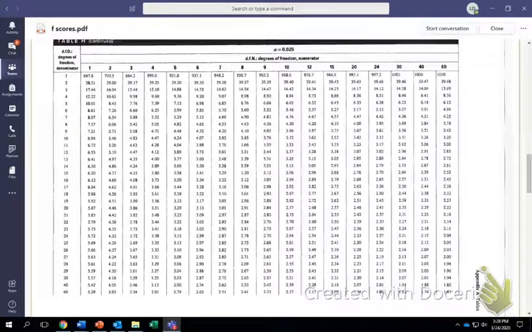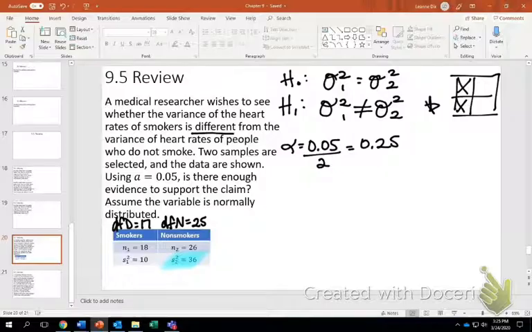My degrees of freedom for the numerator is 25, so if I go up to the very top, I have 25 in between the two, so I go to the closest smaller value, which is 24. And then my degrees of freedom of the denominator is 17, so I'm going to bring this down and find 17, which is right here. So 2.56 is my critical value. 2.56, so let me write that down. Critical value equals 2.56.